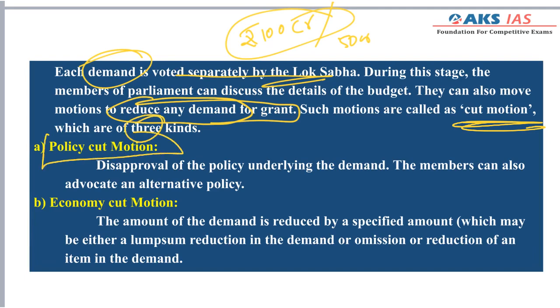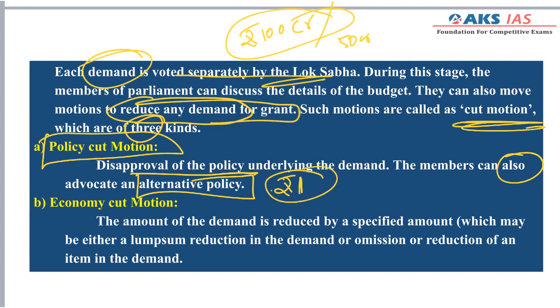The first one is the policy cut motion. As the word policy cut mentions, this shows the disapproval of the policy itself, which is asking for the money. Here the member can also advocate an alternative policy to the policy which was mentioned earlier. Usually the demand for grant will be reduced to rupee 1. But alternatively they can propose a different policy.